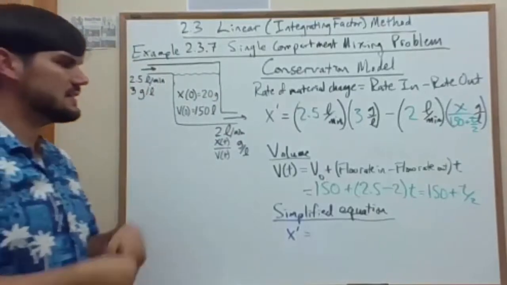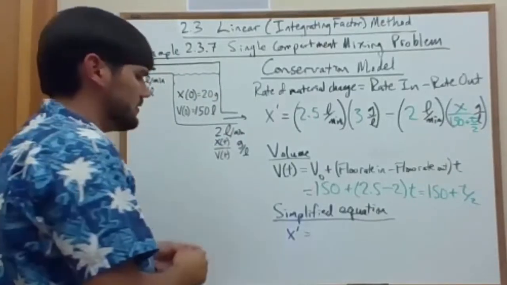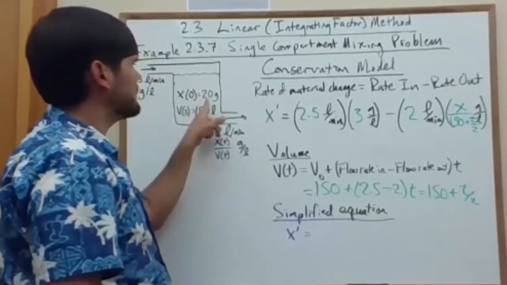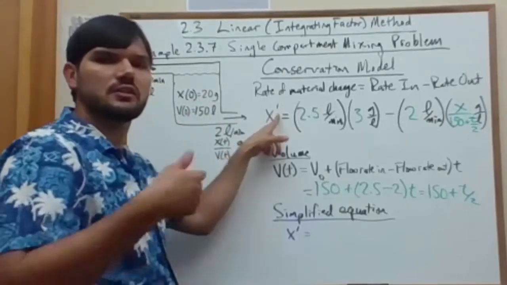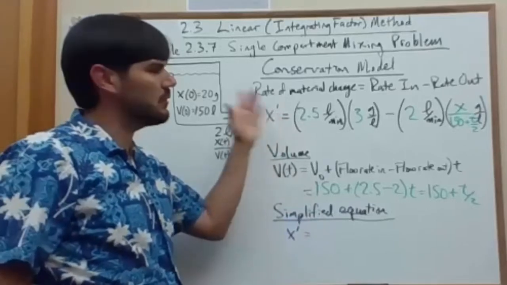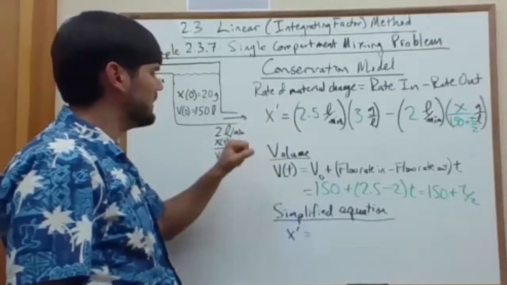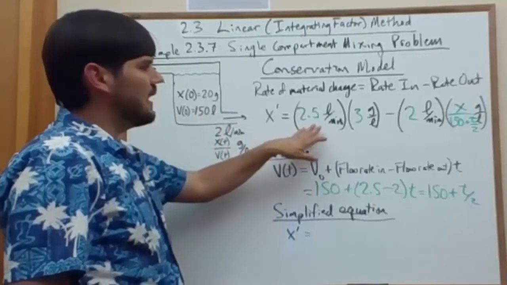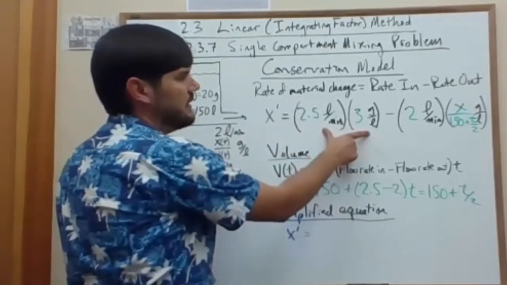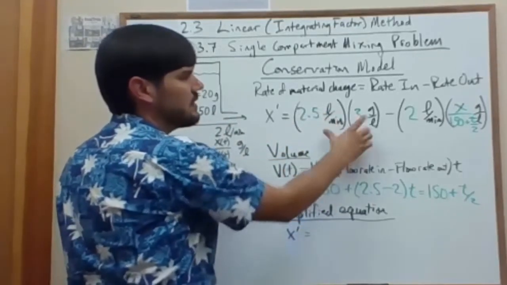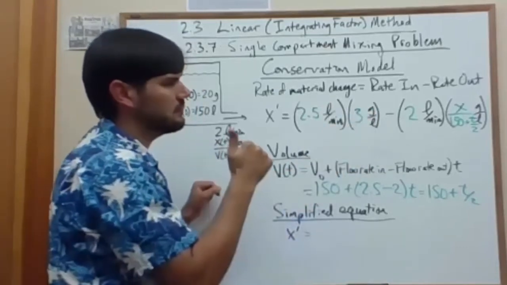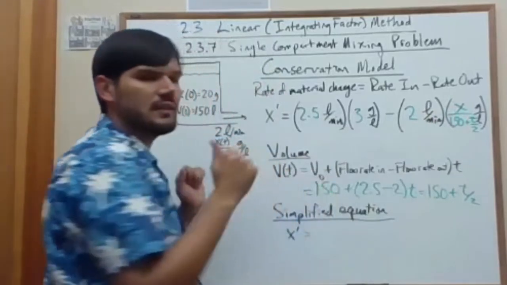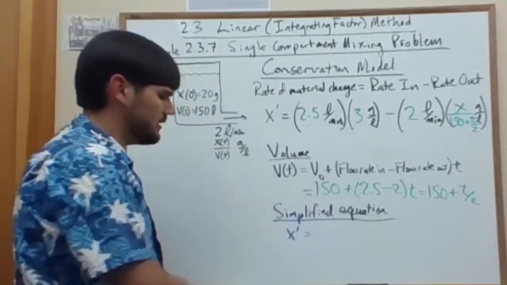Okay, so now let's simplify the equation down. First, checking the units. Our X is in terms of grams. Our X prime is in terms of time, so whatever time unit we're using here. In this case, it'll be minutes. We'll want to track the change in minutes. And then our rate in has the liters canceling, leaving us with grams per minute. Here, the rate out has liters canceling, grams per minute. So yes, our units do check all the way across.